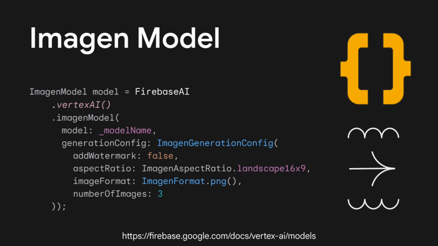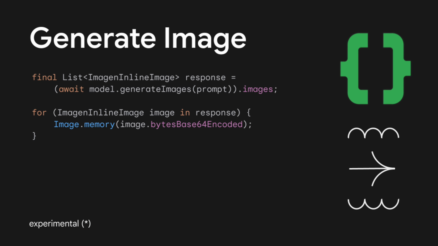How do you actually ask it to draw something? You call model.generateImages and pass in your text prompt. The result comes back as a list of image and inline image objects, and the key property there is base64 encoded. Ah, base64 encoded image data. Exactly, which is pretty standard for sending binary data over APIs. You can easily decode that in Flutter and display it using something like Image.memory.